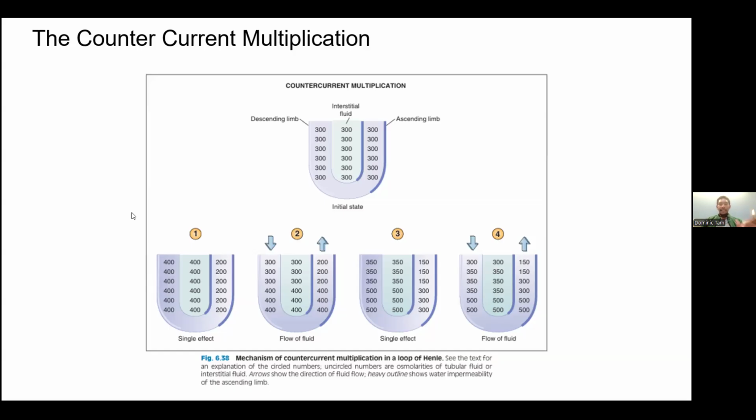And how deep, or how strong, a gradient we can form is dependent on the length of the loop of Henle. So just a note, as I mentioned a little bit prior, the osmolarity of the interstitial fluid at the bend in humans can go up to about 1200, but in desert species such as desert rats, the osmolarity in a loop of Henle can go up to 3000, just for reference and comparison.